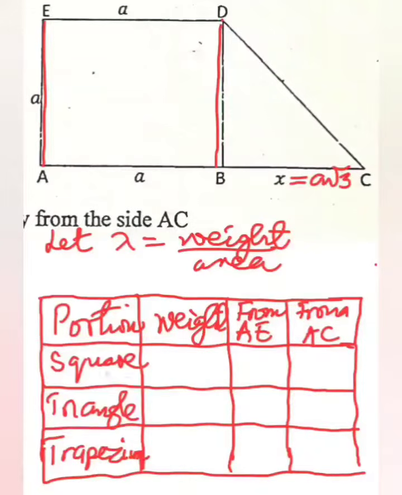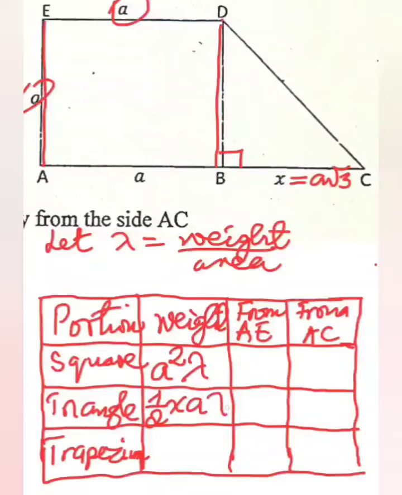So I start with the square. The weight, as I've said, would simply be the area of the square times the weight per unit area of the whole lamina. So area of the square is side times side. Each side is A units. So I have A squared, the area, times lambda would give the weight of that square. For the triangle, it is a right angle triangle, and the base is X, while the height is the side of the square A. And so half base times the height would give the area of the triangle, then times lambda will give the weight of the triangle.